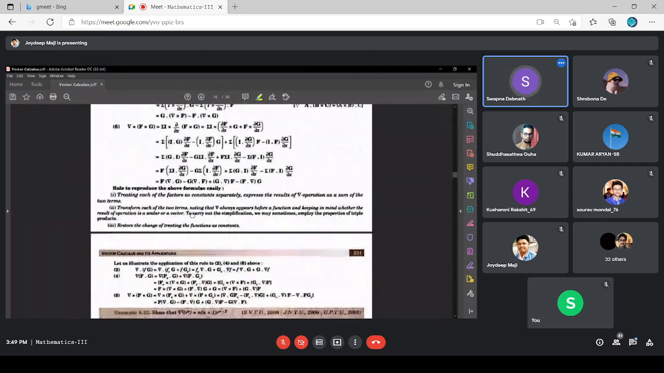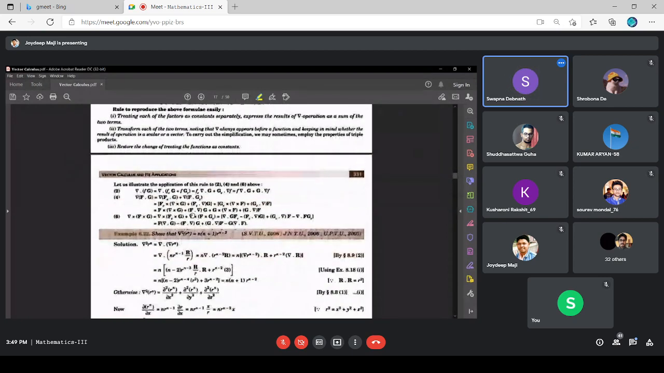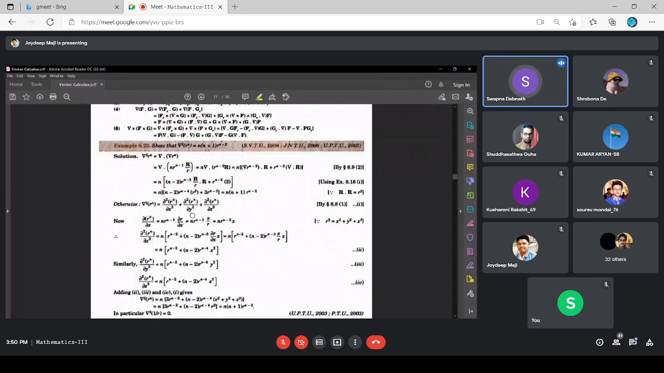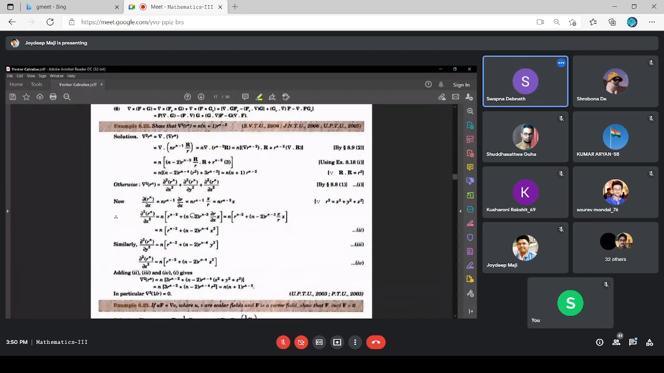These are all given. Now see example 8.22. Del 2 r to the power n. This is the Laplacian operator del 2, and small r is a scalar quantity. Therefore, del 2 of r to the power n. What is r to the power n?